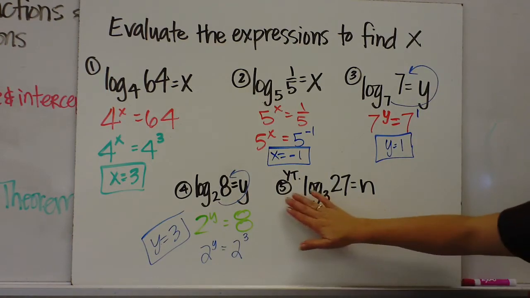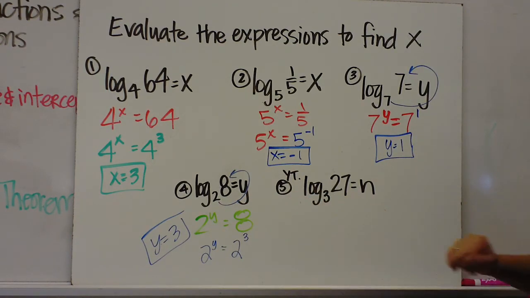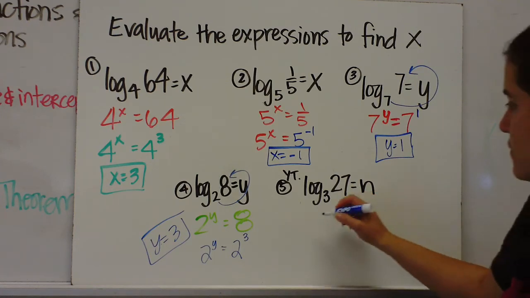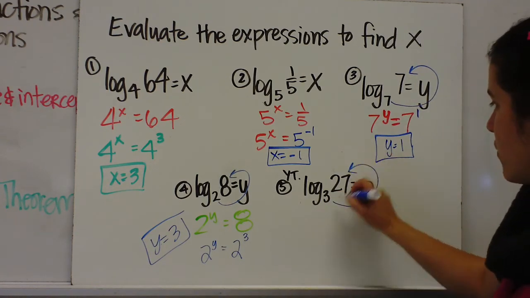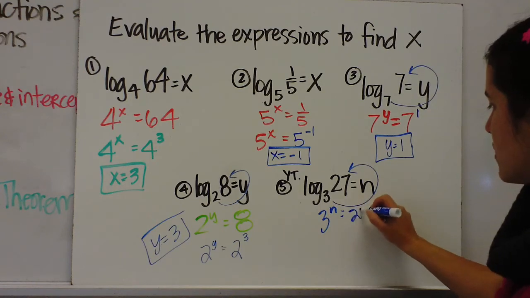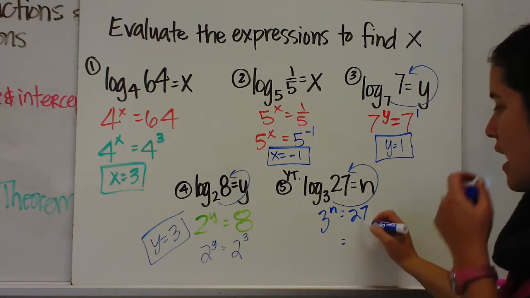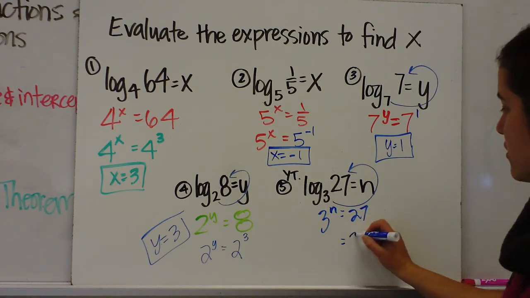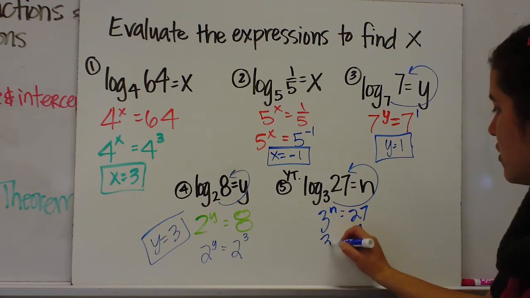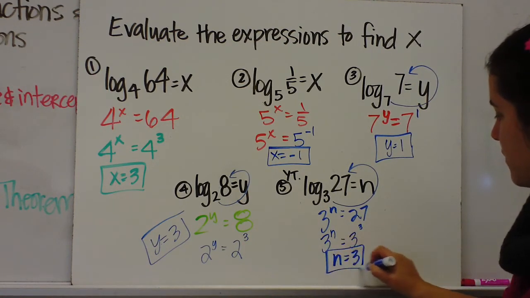So number 5 is a you try. I want you to try number 5, rewrite it in exponential form, and then work backwards to see if you can figure out what your exponent is. So 3 to the n power is 27. I can rewrite 27 as 3 to the third. So that means n equals 3.